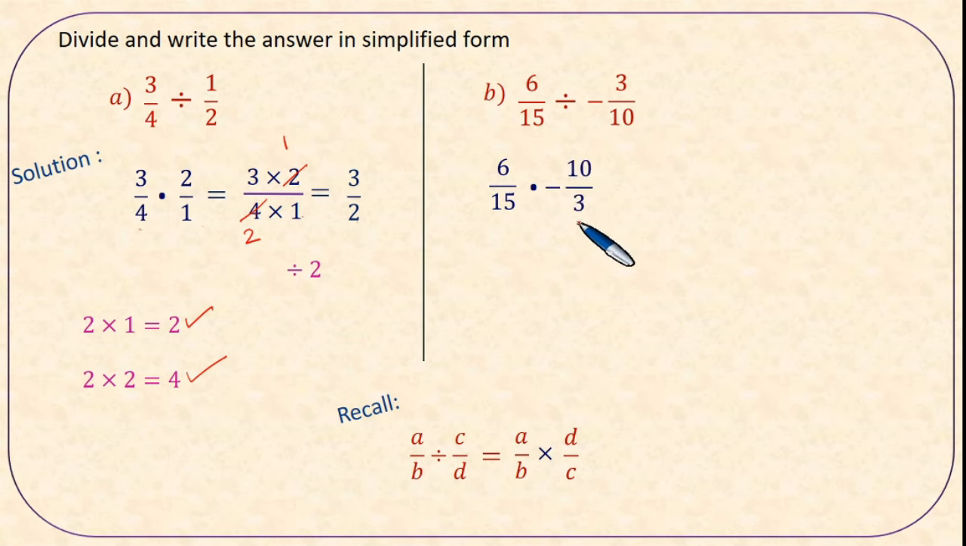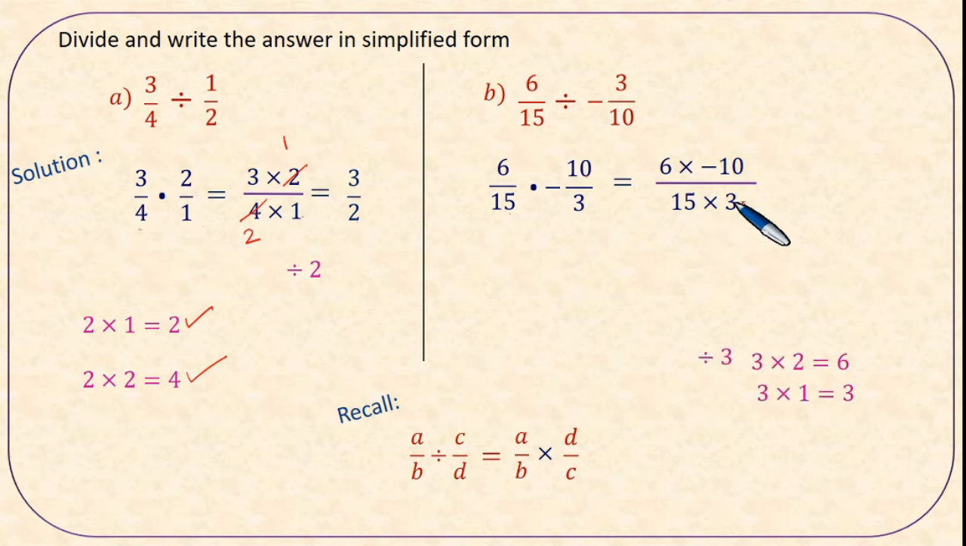Now multiply both. This is equal to the numerator 6 times minus 10 over 15 times 3. Now check, is it possible to simplify more? Yes, we can simplify with 3 table first. That is 3 ones are 3 and 3 twos are 6. So I will cancel 3 ones and 3 twos are 6. 3 times 2 is 6.